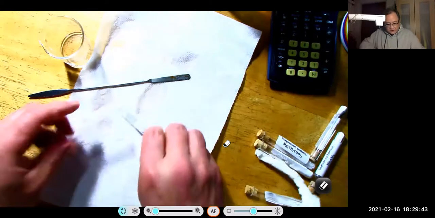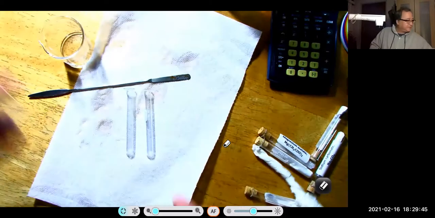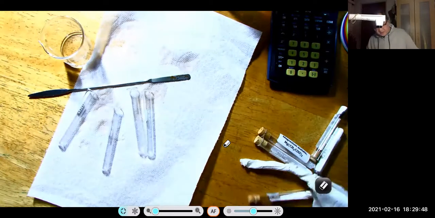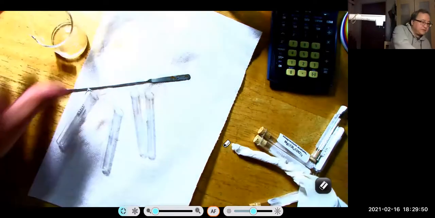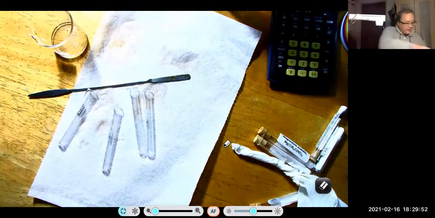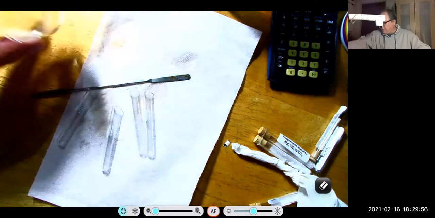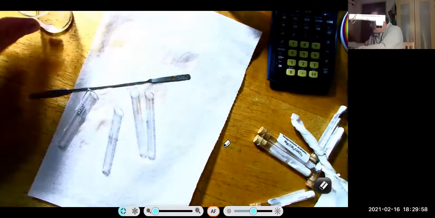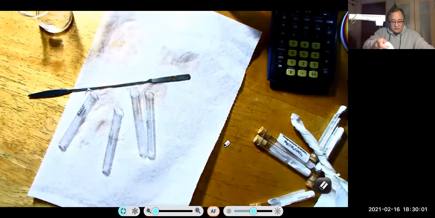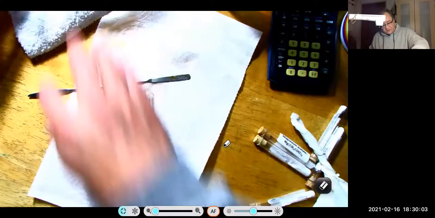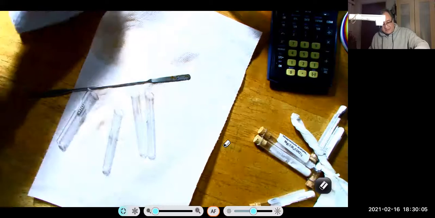Okay. So I've got my clean test tubes. And let's see, where's my other beaker? That's probably in the sink. Okay, so what I'm going to do with this, because I don't want to walk away, is I'm just going to pour this out into my dirty paper towel.